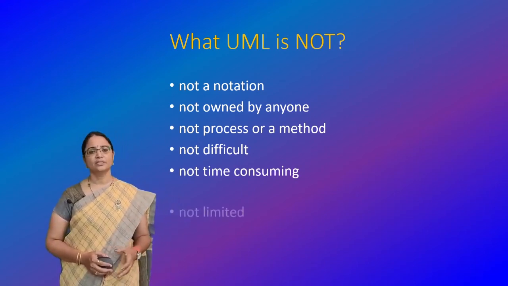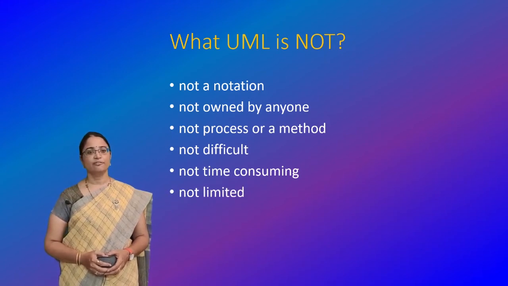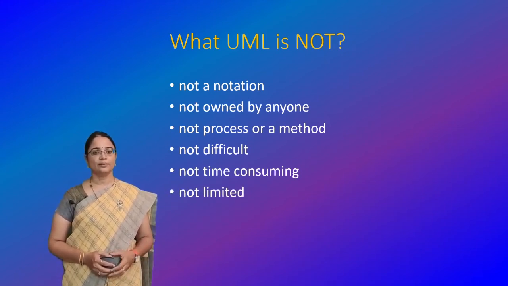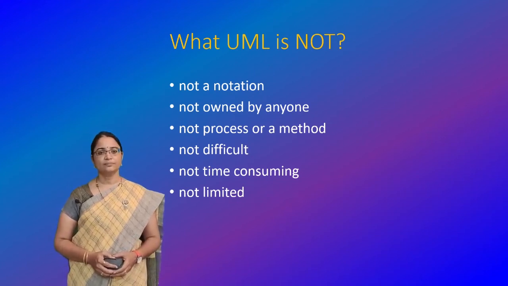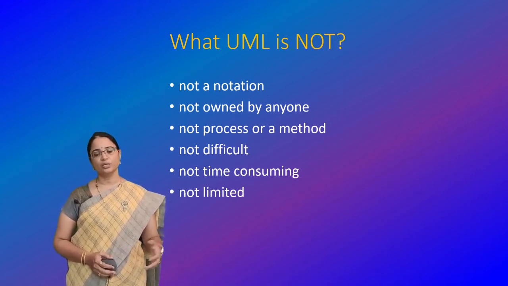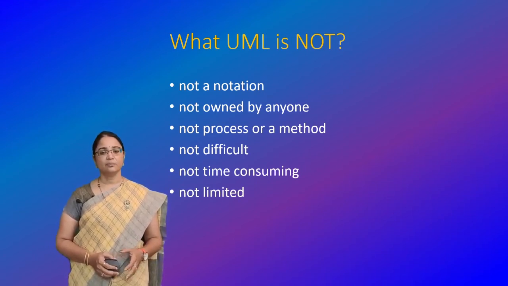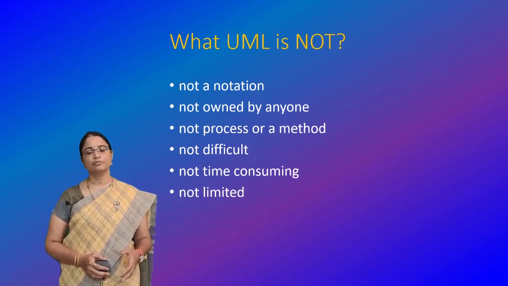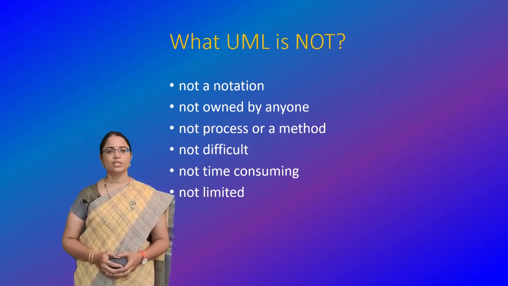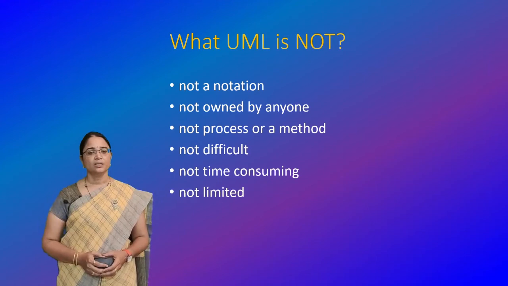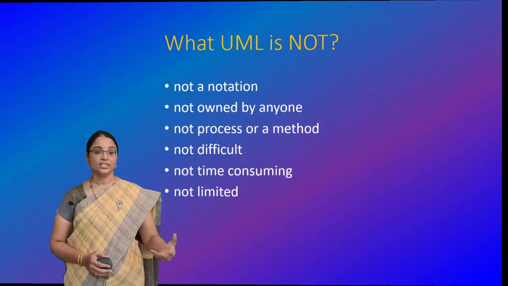UML is not limited. It is flexible enough to allow newer vocabulary like concepts, words and terms. Properties. It means additional information about the things. And semantics. Semantics are nothing but the rules which are used in the language, which are required for a specific domain. This is regarding what UML is not.